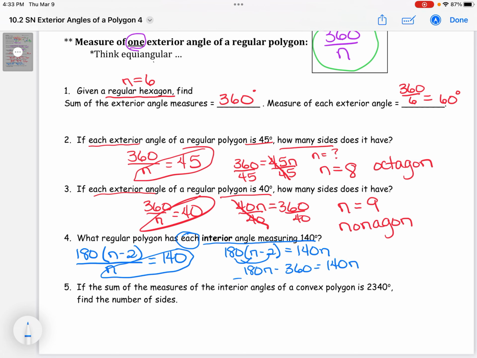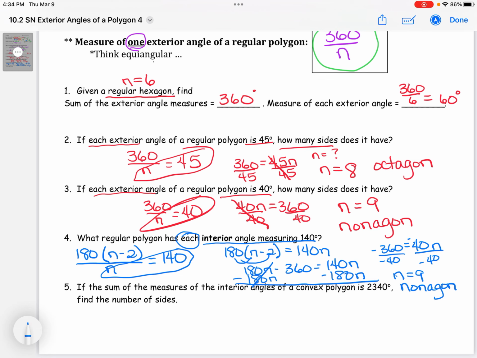I'm going to subtract 180n from both sides, which is going to make it negative, but that's okay because my 360 is negative. So 180 minus 140 is just 40, negative 40n. So when I divide by negative 40, my negatives cancel out, and I end up with n equals 9, which is our nonagon again. Okay, so the interior angles of a nonagon are 140. The exterior angles are 40, which makes sense because that adds up to 180.